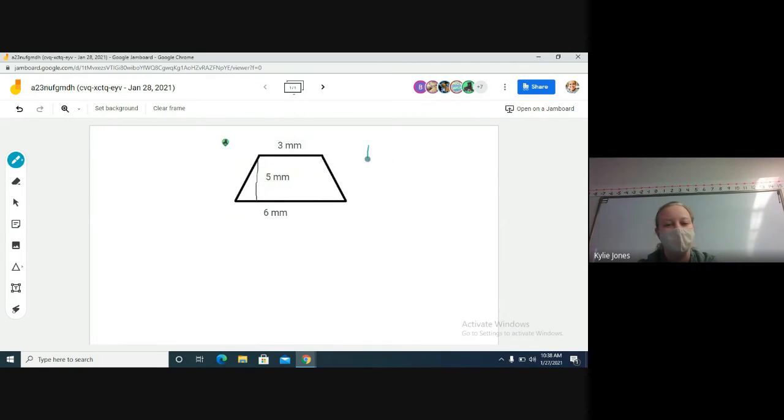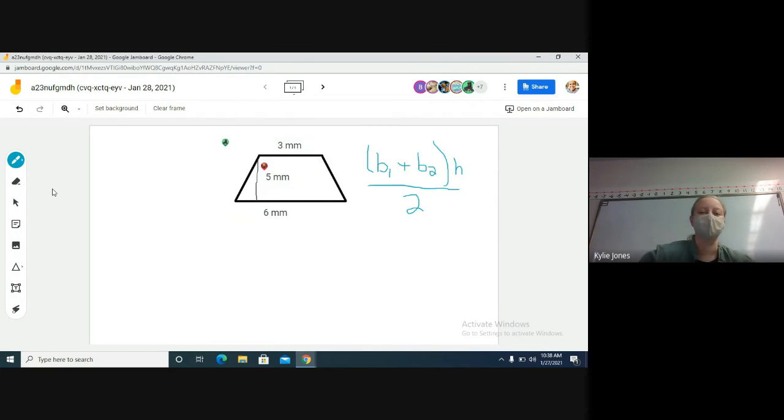This one's our complicated formula. What goes in our parentheses first? Base times base. Close. Base plus base. Then times height. Base 1 plus base 2, times the height. And then divide it by 2. So add your two bases together, multiply it by the height in between the bases, and then divide the whole thing by 2.